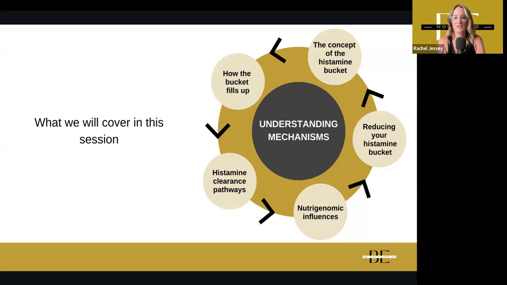And then I'm going to just touch on some of the nutrigenomic influences, and what nutrigenomics is: nutrition's effect on our genetics. And then I'm going to talk through a little bit about what I do in clinical practice and what I look at with my clients to reduce the overall load on the histamine bucket.